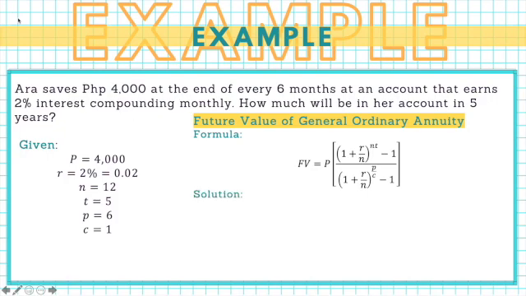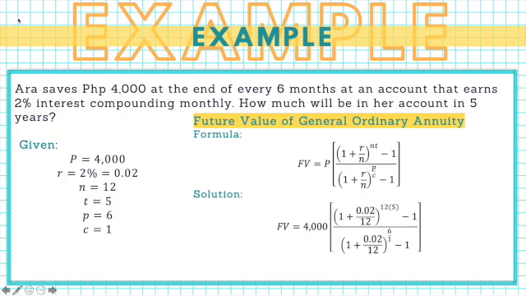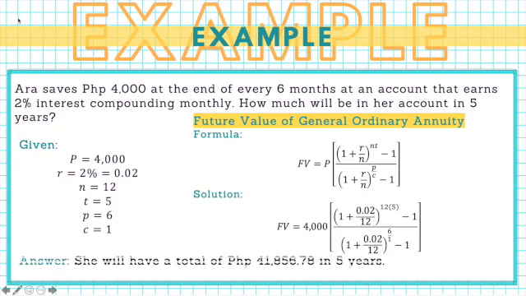Okay, so we simply substitute our given values to the formula, and using our calculators, we will be able to compute that Ara will have a total of 41,856 pesos and 78 centavos in 5 years. Okay, so that is how we compute for the future value and present value of general annuities.